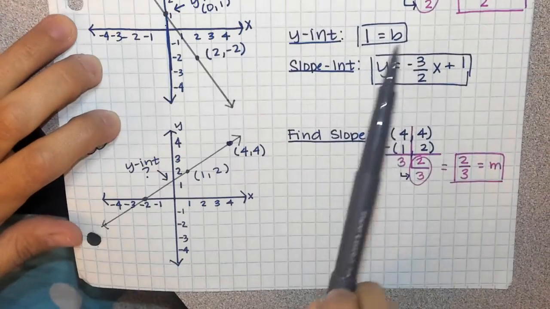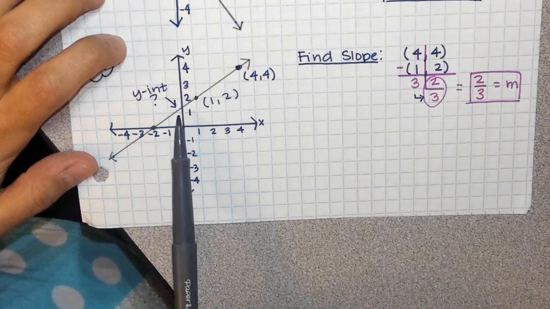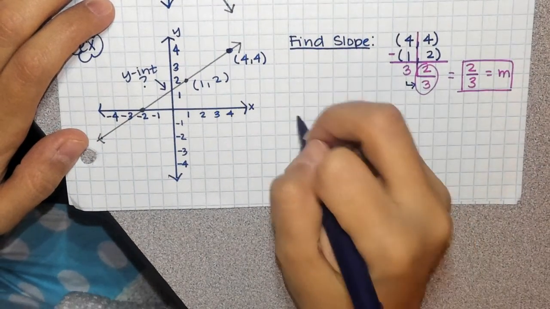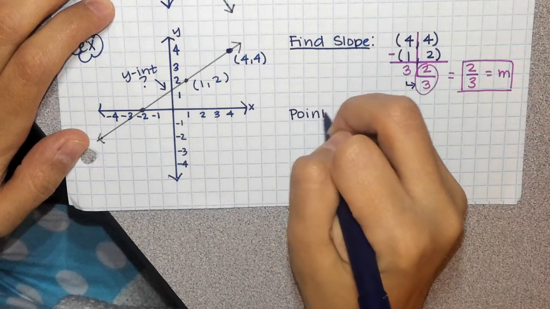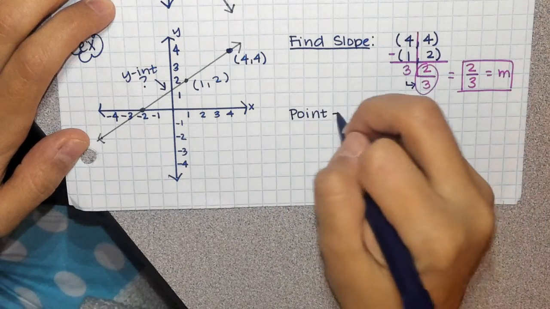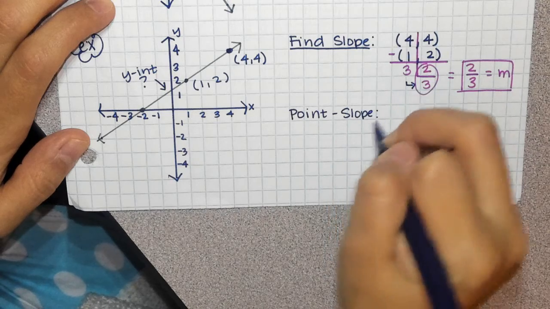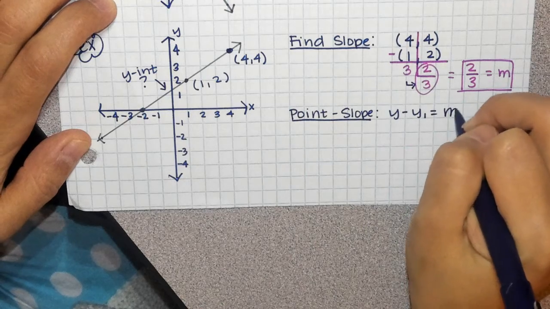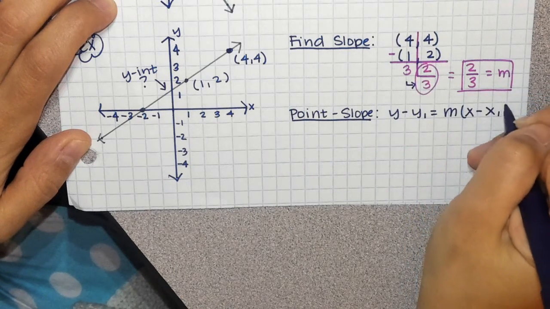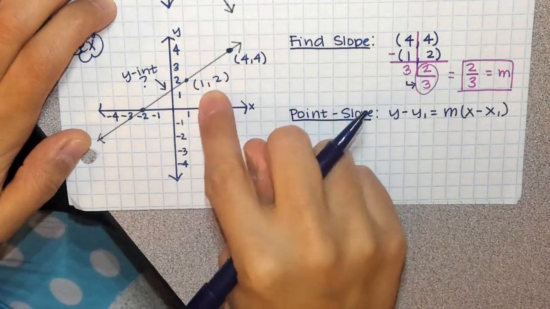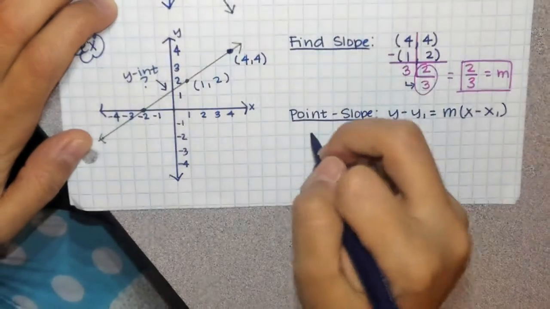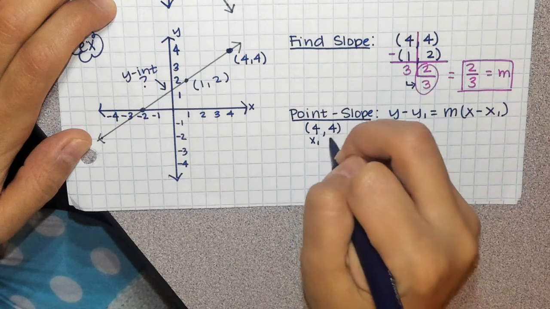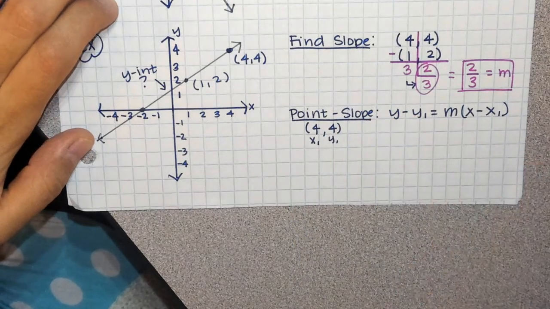All right, so again, up here we found the y-intercept. Here, it's not so easy to tell. So what we are going to do is instead first go to point slope form. Let's hope I have enough space. So point slope is y minus y1 equals m(x minus x1). So I get to choose one of these points. Doesn't matter which one. I'm going to go with 4, 4. This is x1, this is y1. And I substitute into my equation.